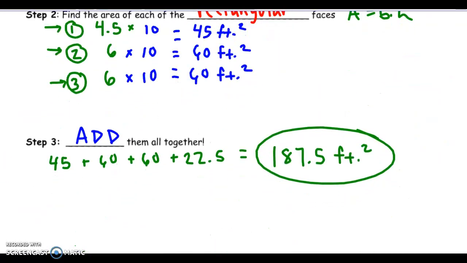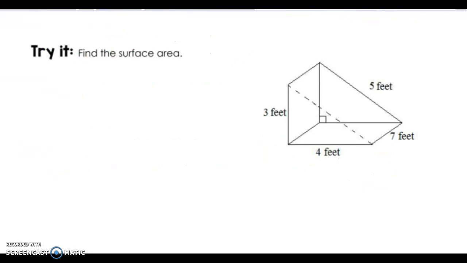So on the back, I've got 2 examples that I'd love for you to try. I'm going to ask you to pause the video, work through this first example, and then once you feel like you've got an answer, unpause the video and my work will be up here, and we'll see if we get the same thing. So go ahead and pause the video, reconvene once you've got an answer for this first problem.